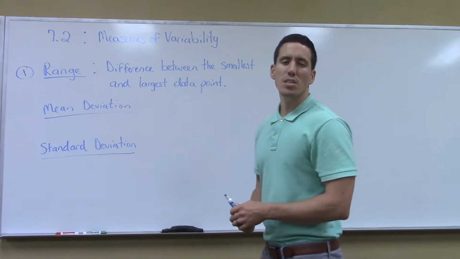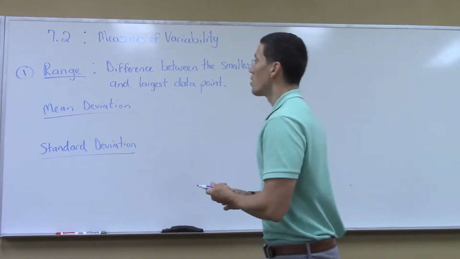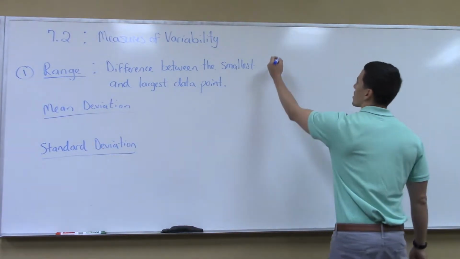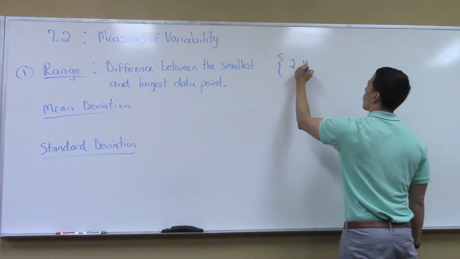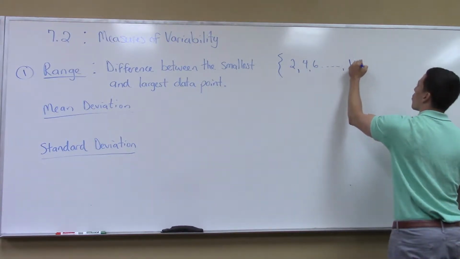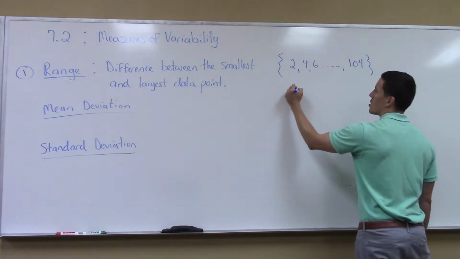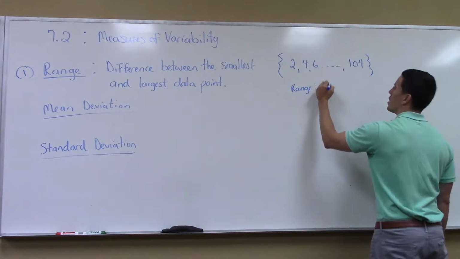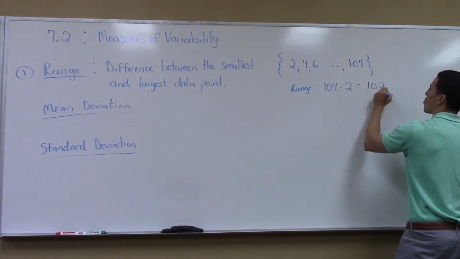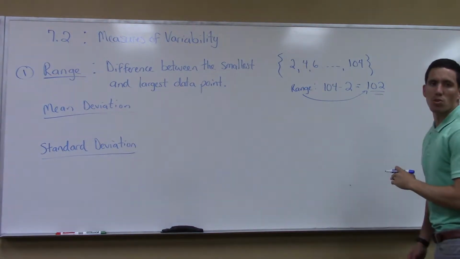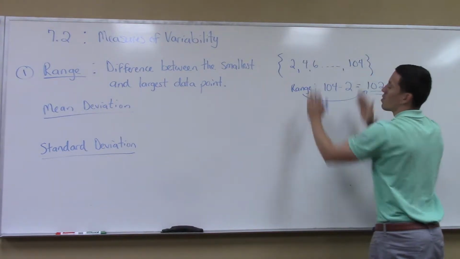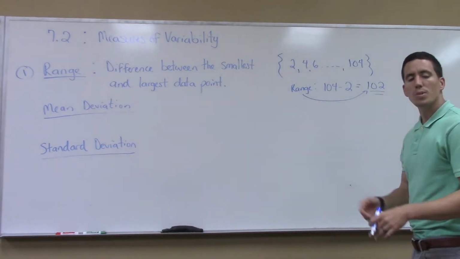The range is by far the easiest to understand. The range is very simply the difference between the smallest and largest data point. So if I create a set of data here, let's say starting at 2, 4, 6, with a whole bunch more data points, all the way up to 104 as my largest point, the range is the difference, meaning subtract, between the largest and smallest data points. So the range, in this case, is 102. The data ranges from 2 to 104, which is a distance of 102 units. And that's always how we can find the range.